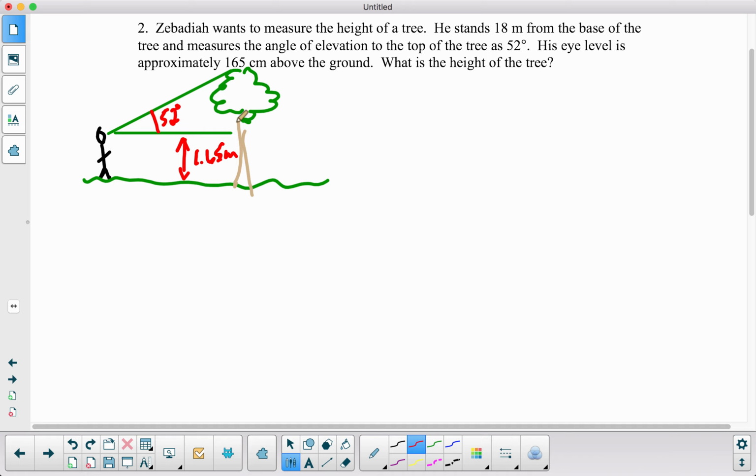Okay, now we want to label the triangle. We have the hypotenuse. This side will be the opposite side, opposite from our angle, so we'll call that x. And then we have the adjacent side down here. We know that he is standing 18 meters from the tree, which gives us our adjacent side. So again, we want to find the opposite side, and we know the adjacent side is 18 meters, because that's given in the question. So opposite over adjacent, that's the tangent ratio.